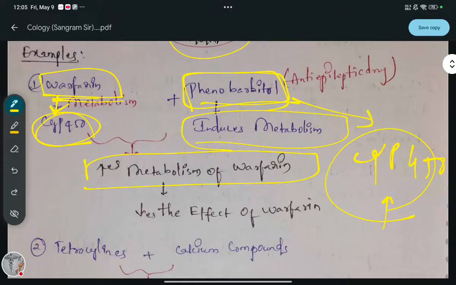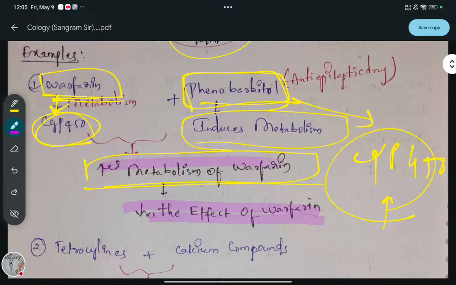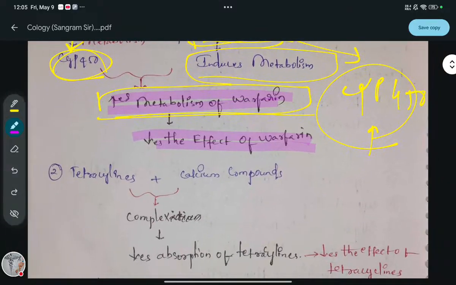So when this enzyme increases, metabolism of warfarin will increase. When metabolism of warfarin increases, what will happen? The effect of warfarin will decrease. So you will not see any more effect of the warfarin. Effect of warfarin will decrease due to the increase in the metabolism of warfarin.